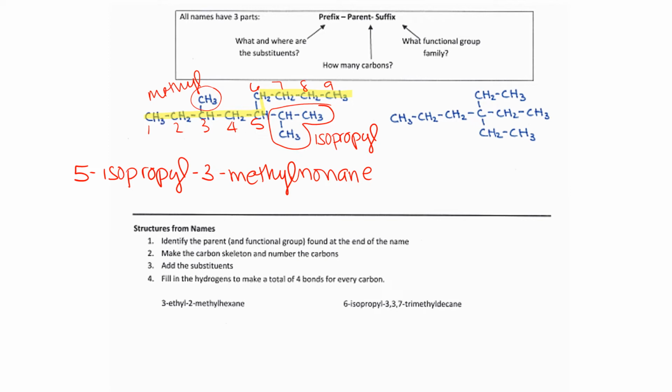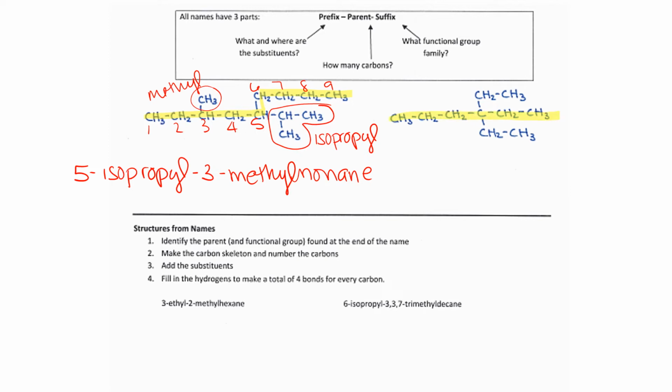Next one, longest chain. There are a couple of ways you can do the longest chain, but in this case it doesn't really matter. It can be through the middle, which is 1, 2, 3, 4, 5, 6 carbons, or it can be 1, 2, 3, 4, 5, 6 carbons. It doesn't matter how you identify it. It's still going to be the same name. So I'm going to go through the middle because it makes it a little easier to number.